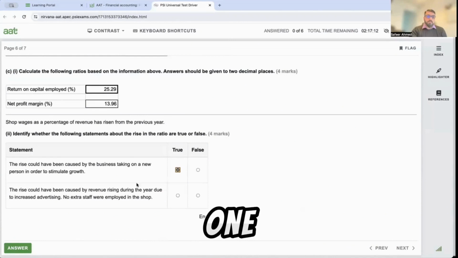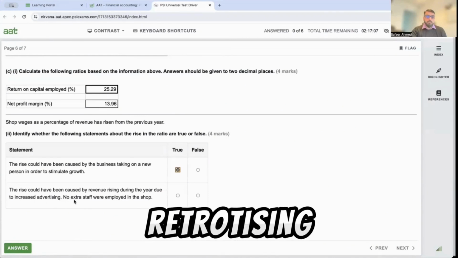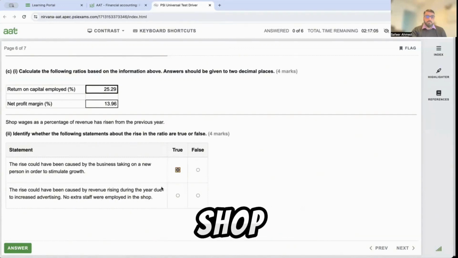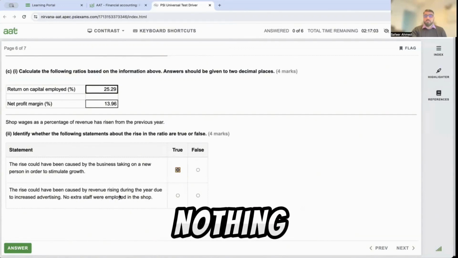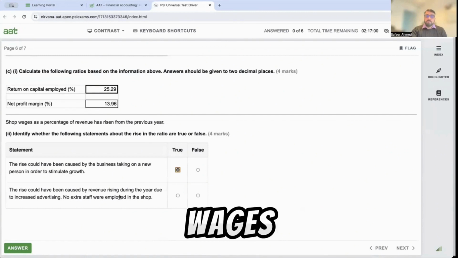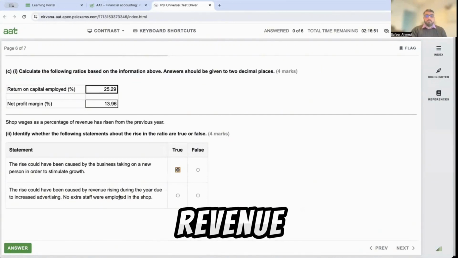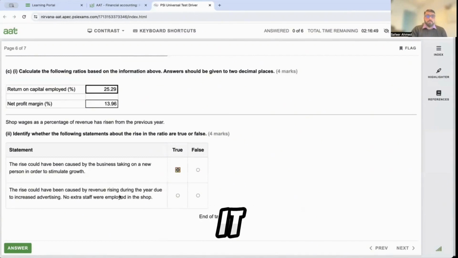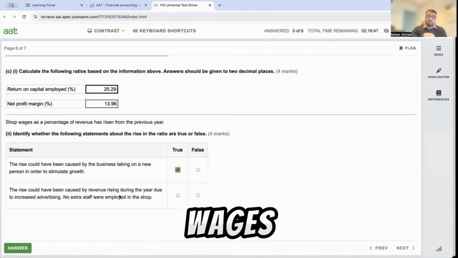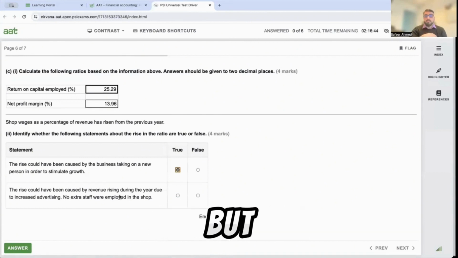Let's look at the second one. The rise could have been caused by revenue rising during the year due to increased advertising. No extra staff were employed in the shop. So again, that has nothing to do with the wages itself. If the revenue had been higher, basically it would have an adverse effect on the wages as a percentage. But that's not the case here. So therefore, this will be false.